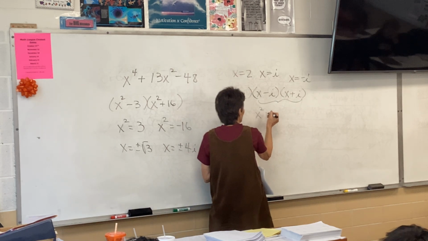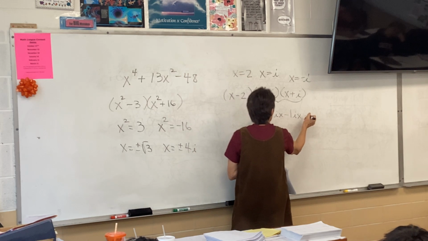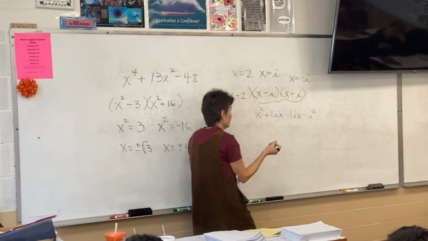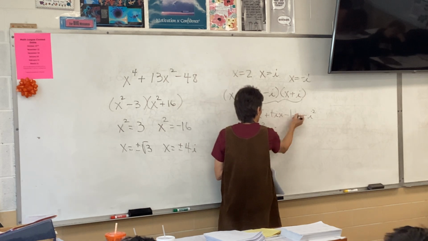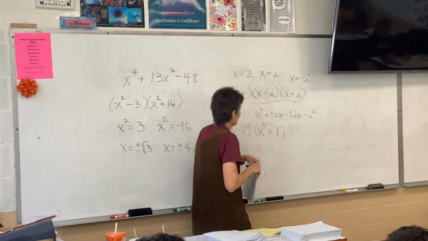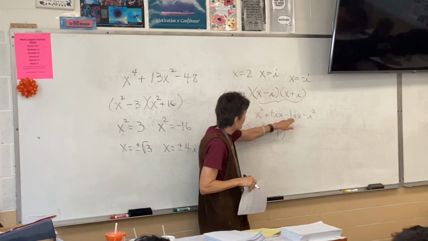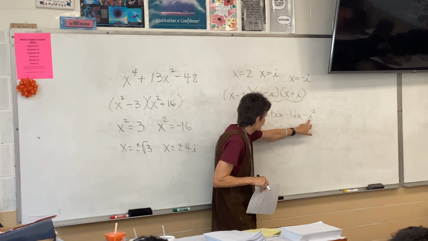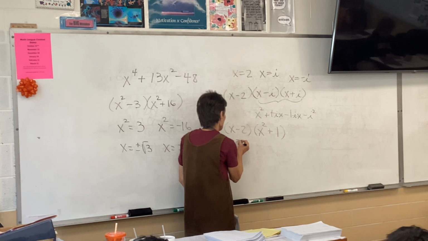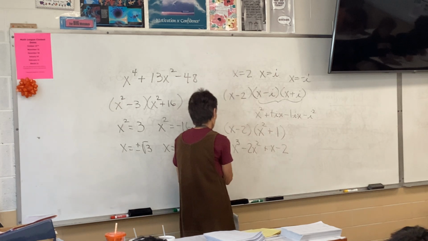x squared plus ix minus ix minus i squared, which is going to become plus 1. All right, everybody keeping up? We wrote all these as factors. We FOILed those. i squared is negative 1, so that became a plus 1. And now we'll FOIL one more time. There we go. There's our polynomial.